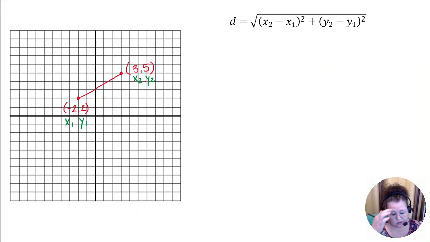Now that we've determined that, we can just take those points and plug them in to the distance formula. So I'm going to have d, and just for neatness, I like to do what's in parentheses first and then put my radical sign. So I'm going to say x2, which is 3, minus x1, which is a -2, and then we're going to end up squaring that, plus y2, which is 5, minus y1, which is 2, and we'll also be squaring that information.